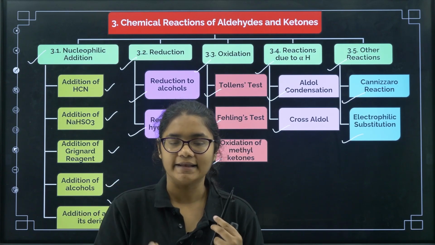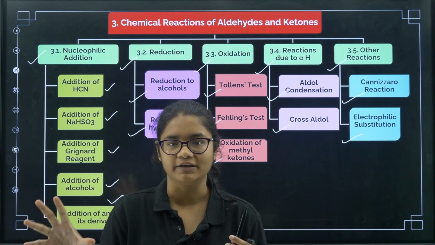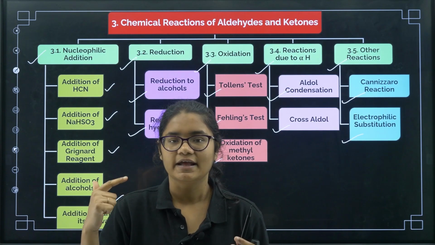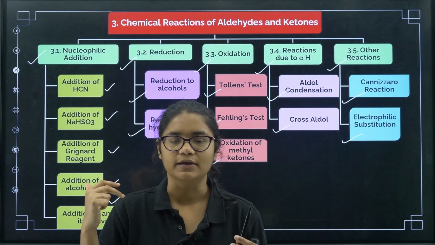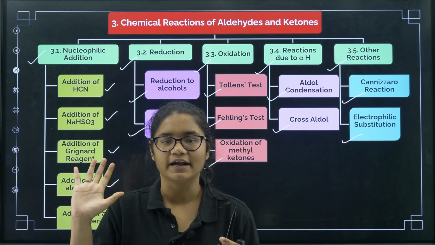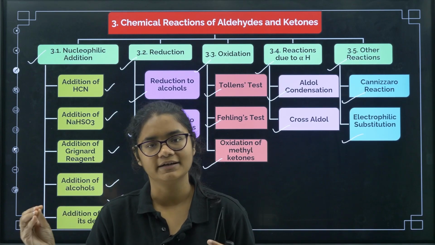Reactions of aldehydes and ketones. The first one is nucleophilic addition reaction. Under that we have 5 reactions: addition of HCN, addition of NaHSO3, then addition of alcohols, then addition of Grignard reagent, and the fifth one is addition of ammonia and its derivatives.